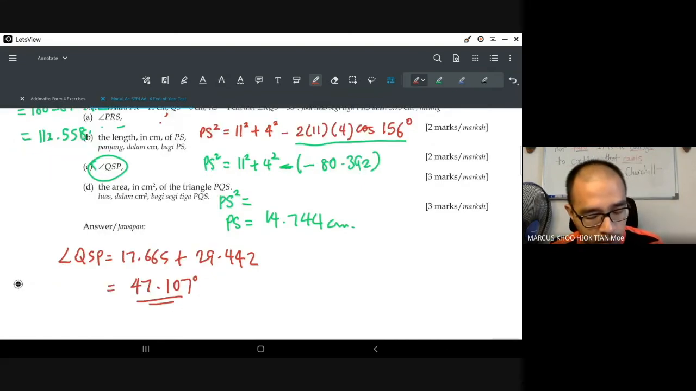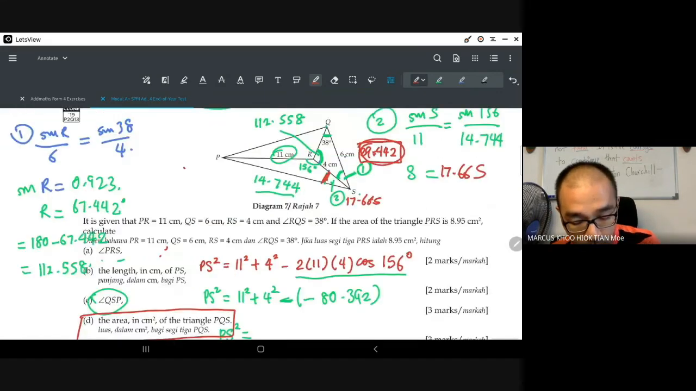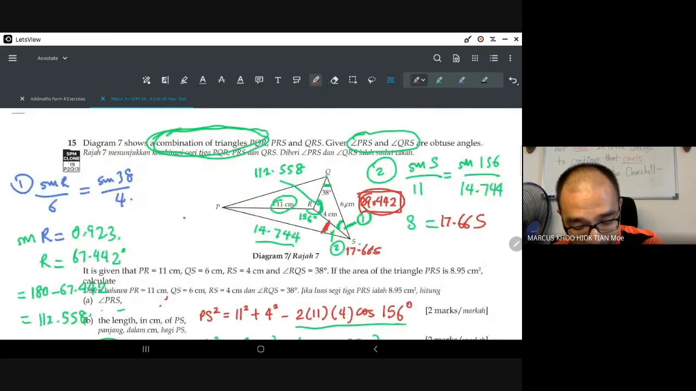All right, last one. The area of the triangle PQS. Let's take a look at this again. PQS, the whole thing. Oh no, the area of the whole thing. Let's see what we have.